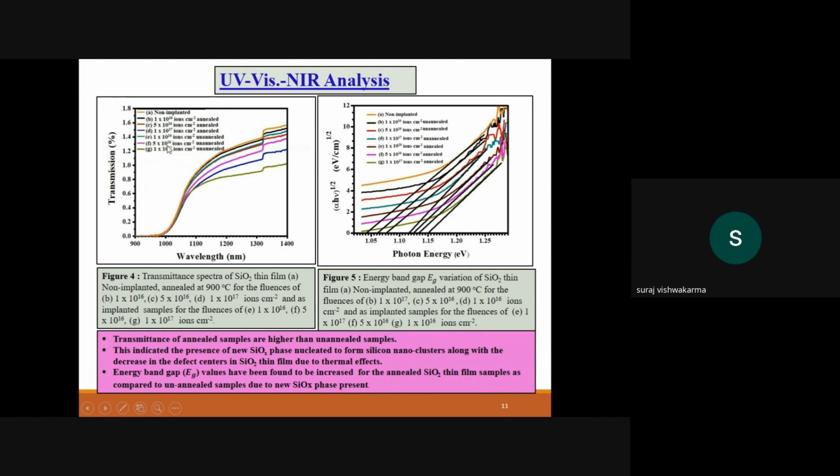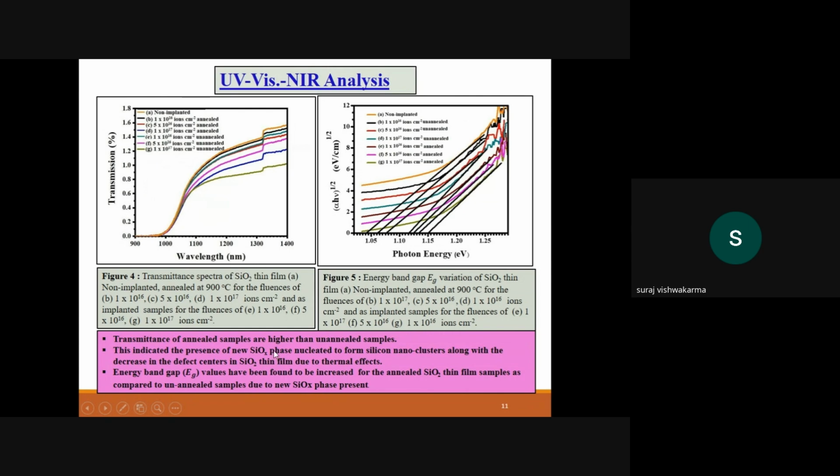So it is increasing by a factor of 5 and then 2 over here. We have three samples unannealed and three samples annealed. What is the difference we see? The transmittance of annealed samples is higher than the unannealed samples. This indicates the presence of a new SiOx phase.